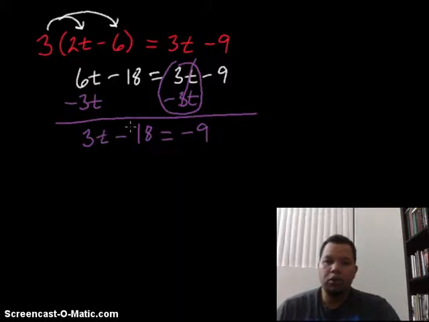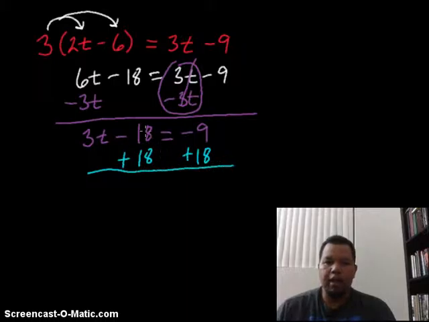So now I'm going to cancel the constant term. That means the term without the variable, this minus 18. And to cancel that out, since it's a minus 18, I'm going to add 18. And once again, the property of equality states that if I add 18 to the left, I have to add 18 to the right. So I'm going to add 18 to that minus 9. So this minus 18 plus 18 cancels out, leaving me with 3t on the left. And then negative 9 plus 18 gives me a positive 9.